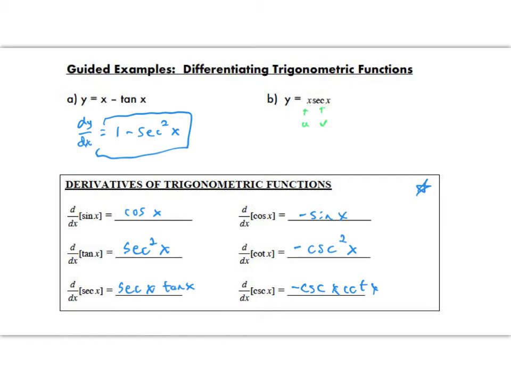So that's my u and that's my v. If I go to do the derivative, it's going to be u prime, which is 1, times v, secant of x, plus u, which is x, and then v prime, which is going to be secant of x, tangent of x. And honestly, there really isn't any purpose to doing anything else with this, so I'm just going to stop the madness right here and call that good.